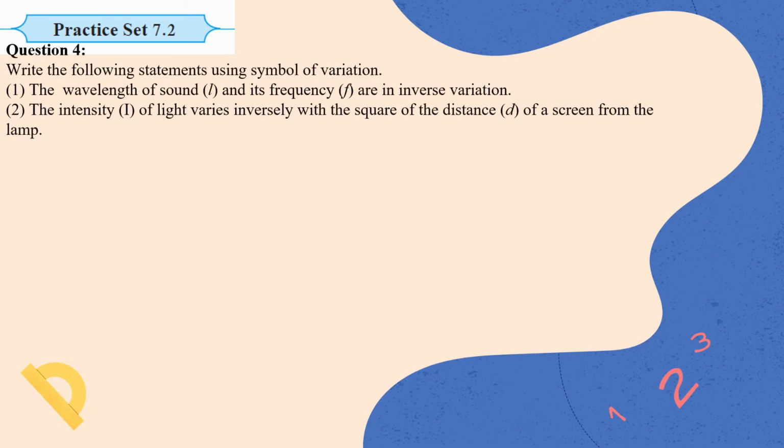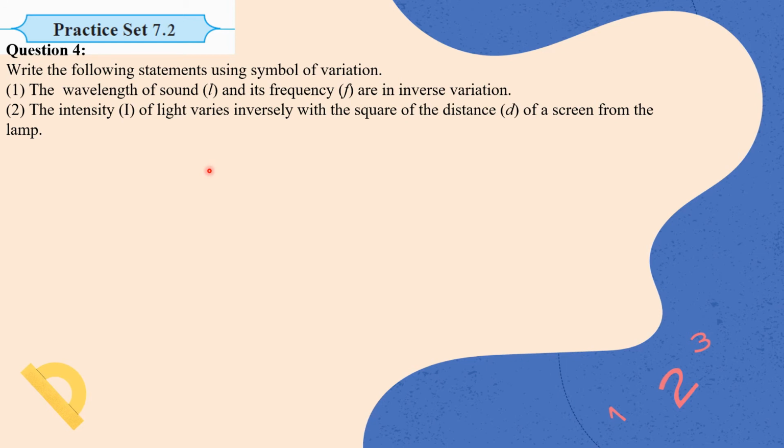The fourth sum of your practice set 7.2. We have to write the following statement using symbols of variation. So the first one is the wavelength of sound denoted by L and its frequency denoted by F are in inverse variation. The second one, the intensity I of light varies inversely with the square of the distance denoted by D of a screen from the lamp.